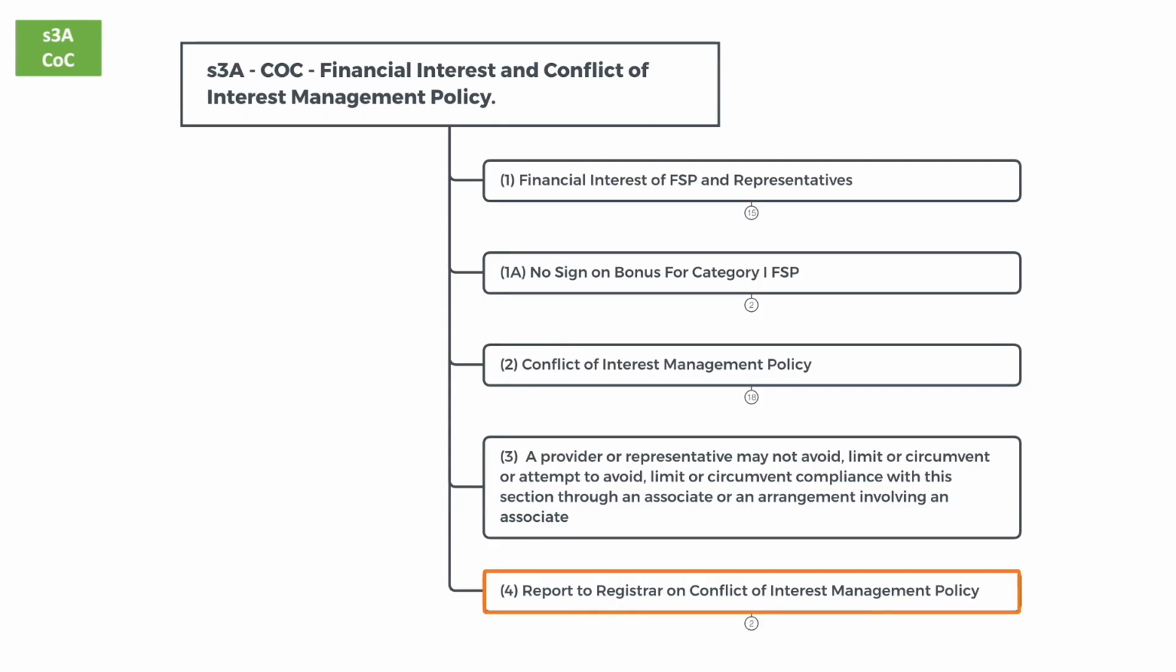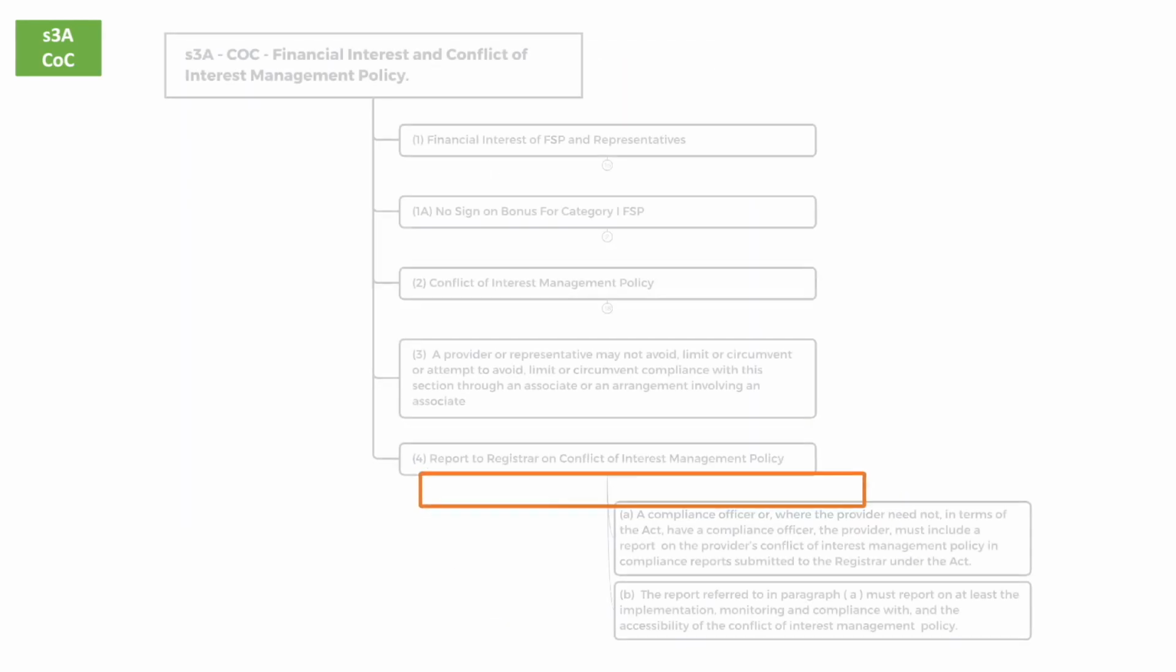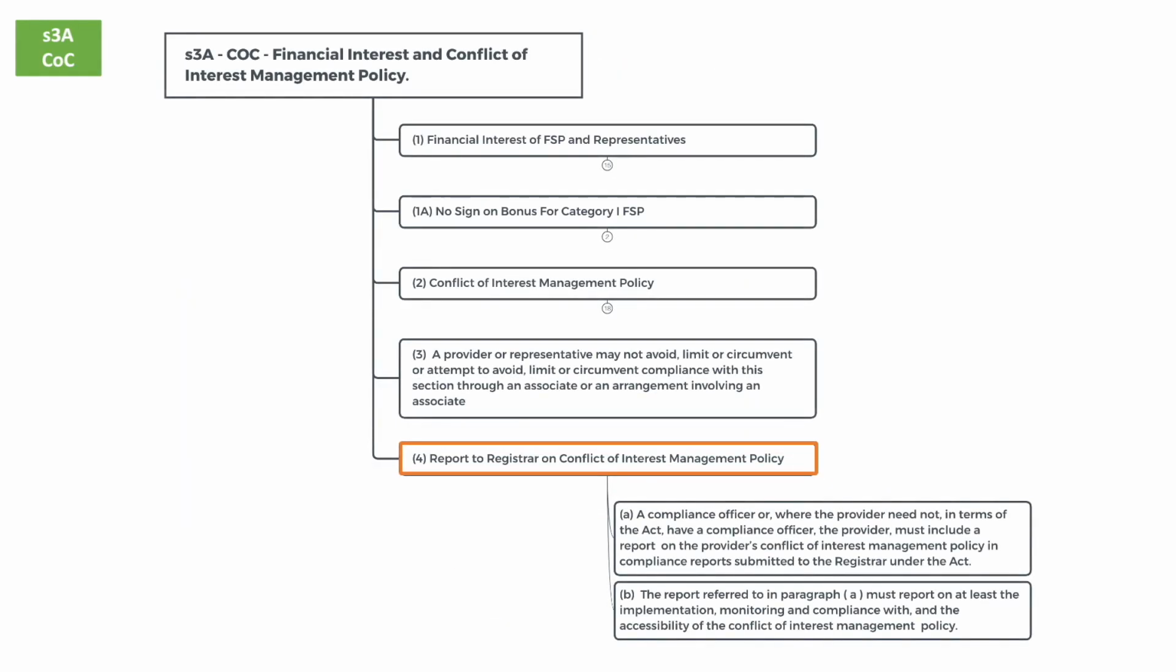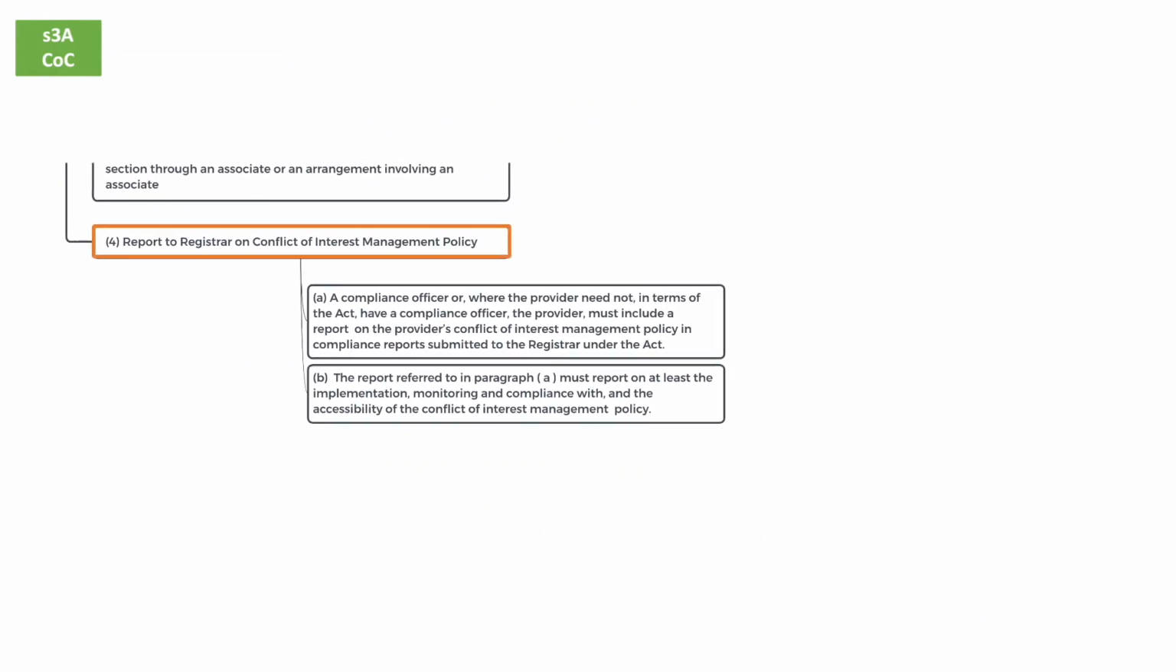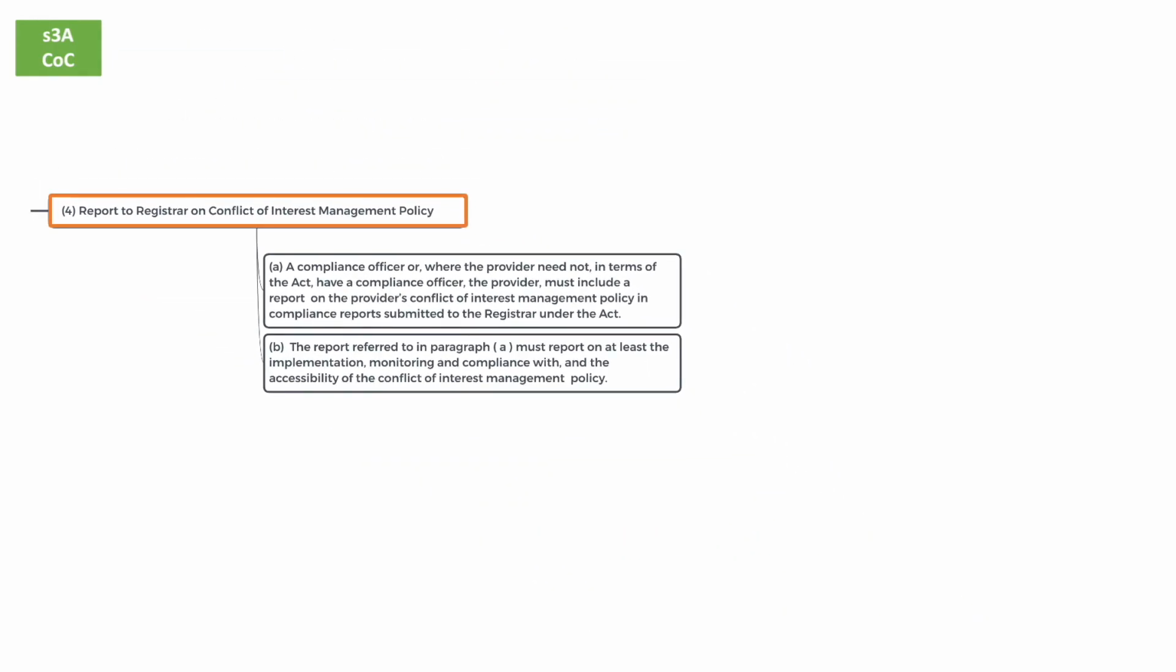Section 3A, paragraph 4, covers the report to the registrar, or also known as the commissioner, on the conflict of interest management policy. Subsection 4, paragraph A states, a compliance officer must include a report on the provider's conflict of interest management policy in the compliance report that will be submitted to the registrar or commissioner as required under the Act.